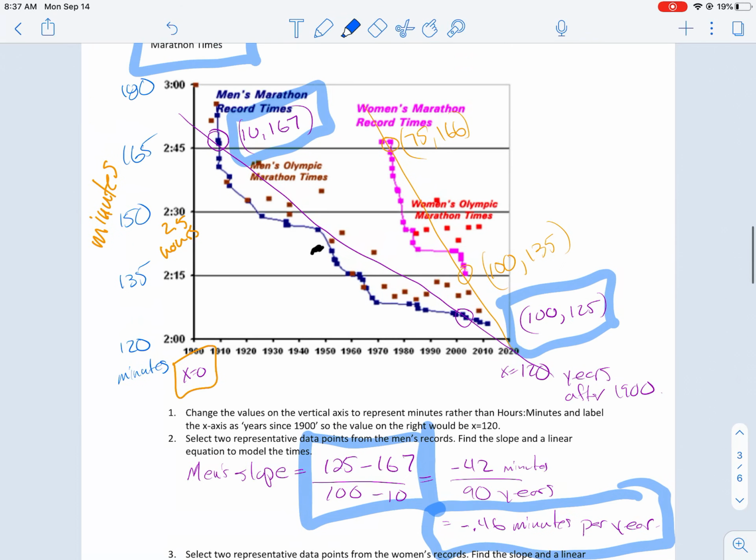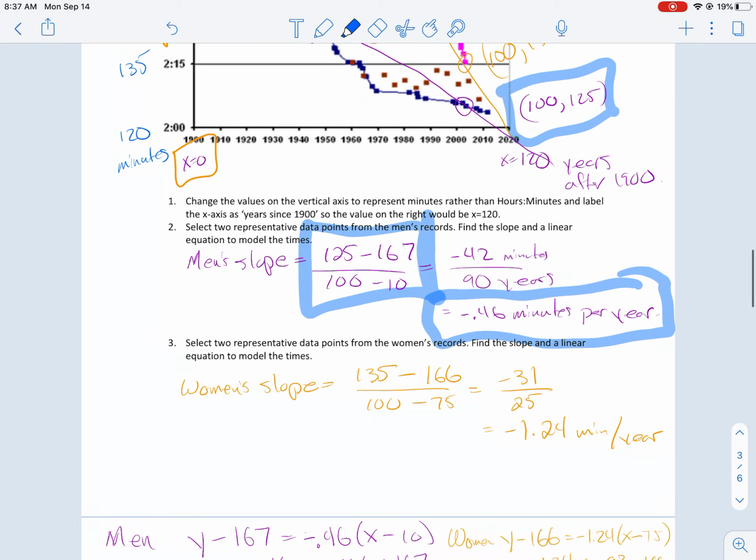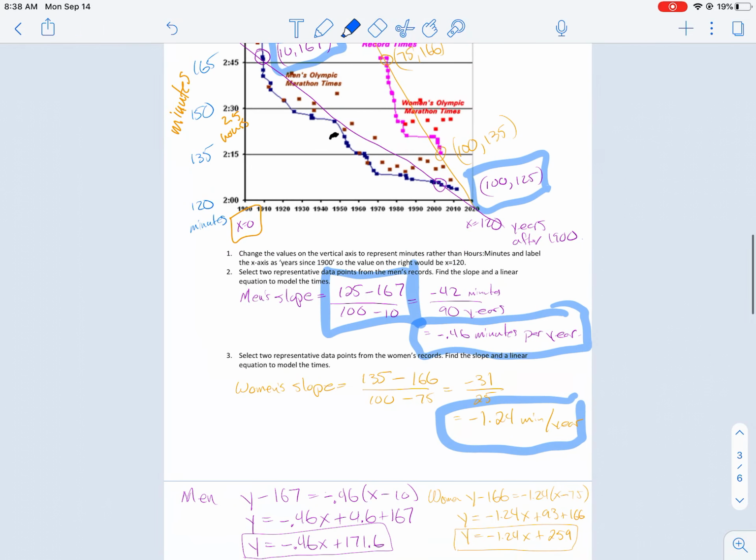And the women's slope, I can do a similar thing, and I pick 2 points, and I find an equation for that. And so in between 75 and 100, so in 25 years, it decreased from 166 to 135. So that's 31 minutes in 25 years, which is 1.24 minutes per year, which is great.